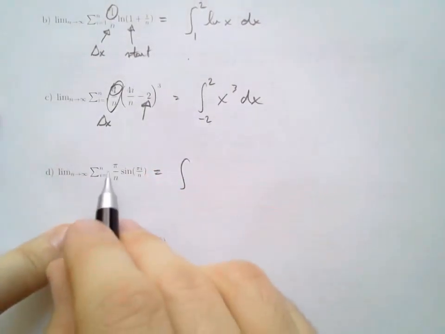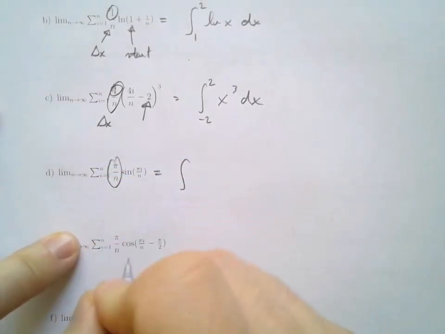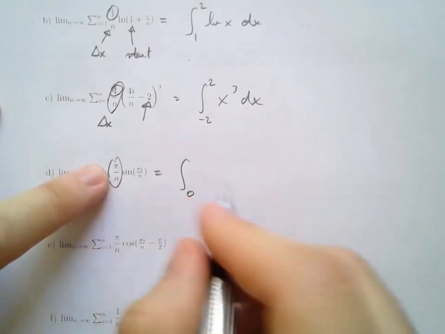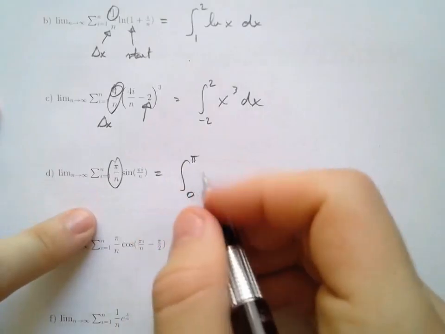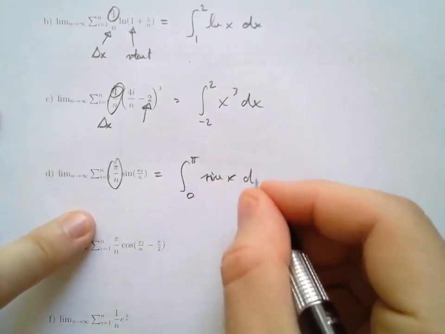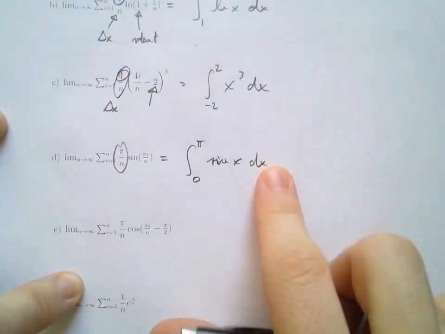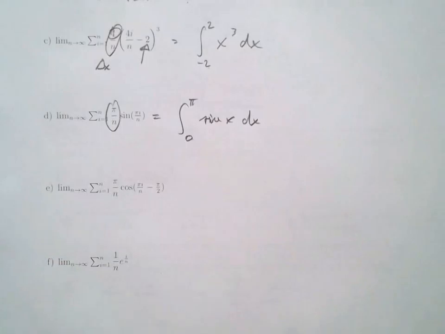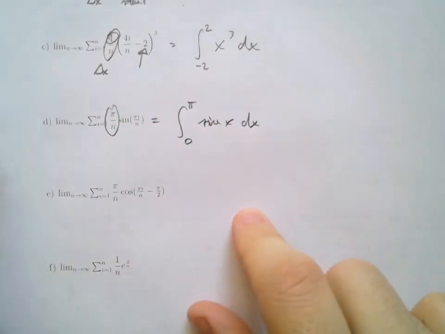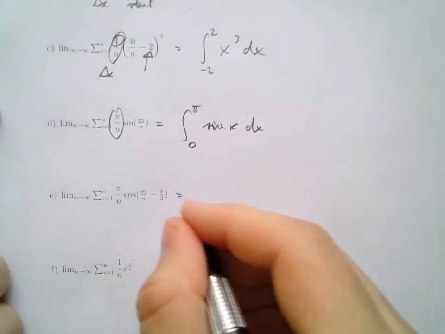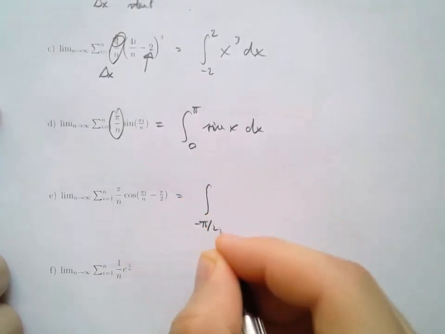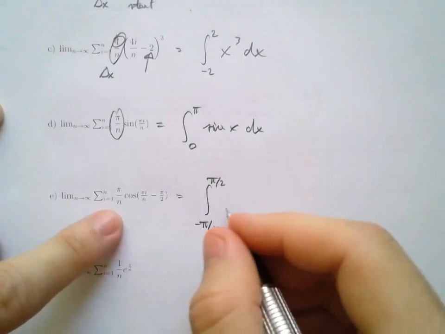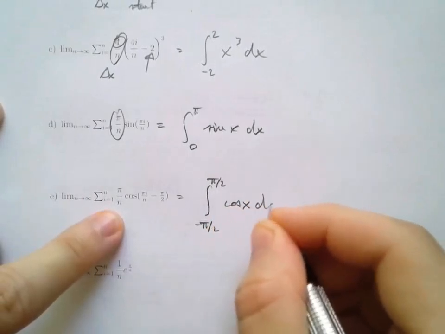This one, same story. Delta x is pi over n. Starting point, I'm not adding anything, so I start at 0, and the width of the interval is pi, so I go from 0 to pi of sine of x dx. And we're going to learn exactly how to evaluate all these on Friday. Now, this one is kind of similar, except now the starting point is negative pi over 2. The width is pi, so negative pi over 2 plus pi is positive pi over 2. And I'm doing cosine of x dx as my function.